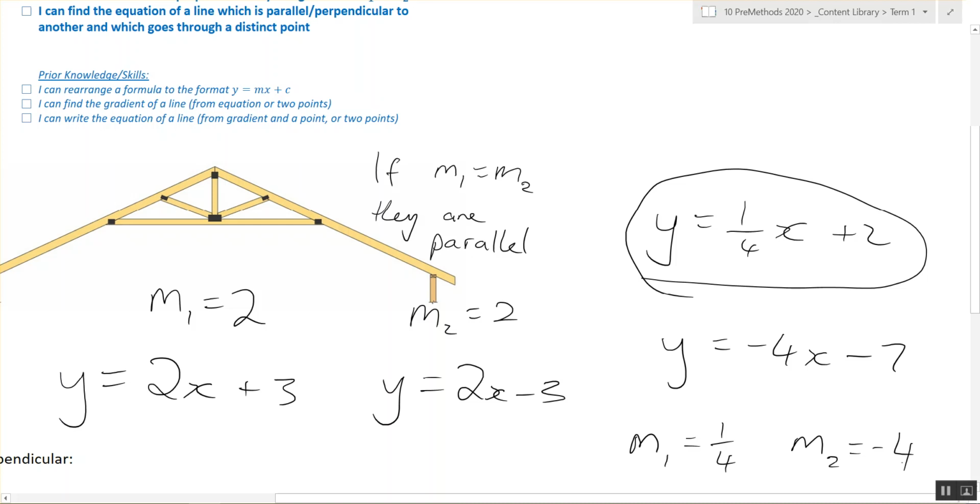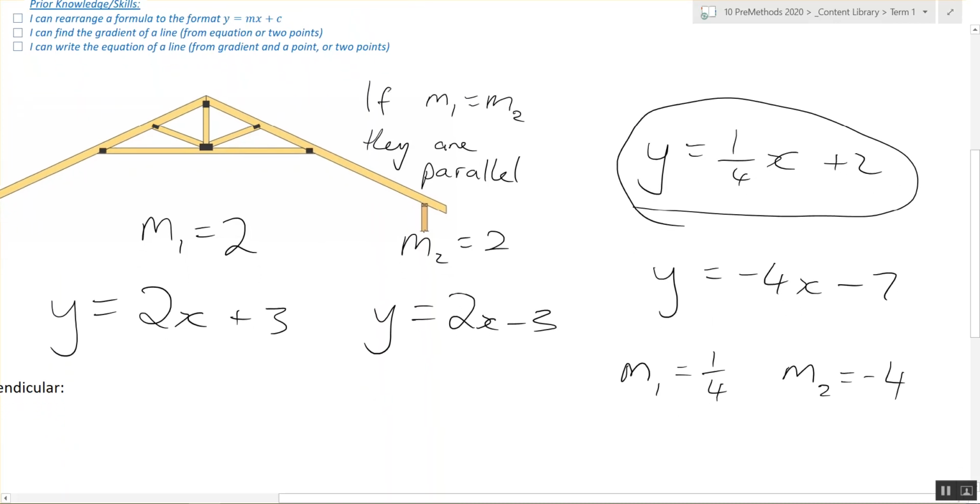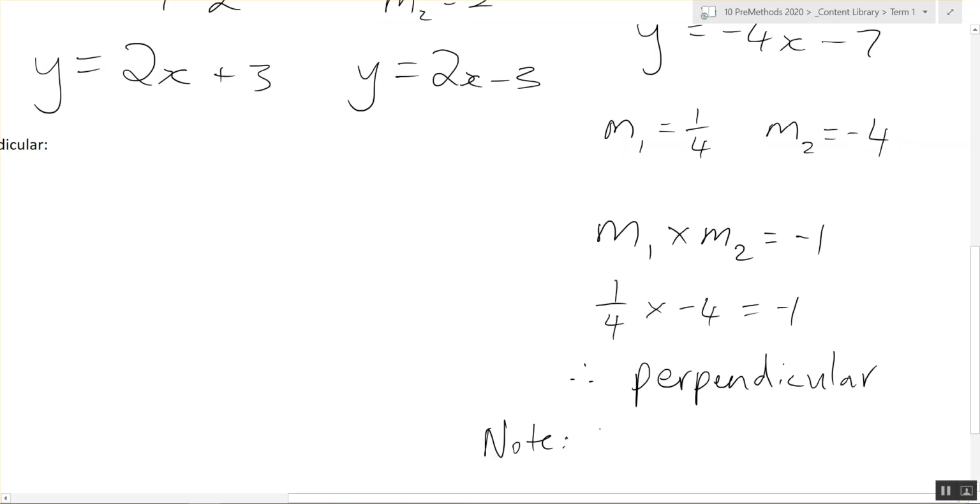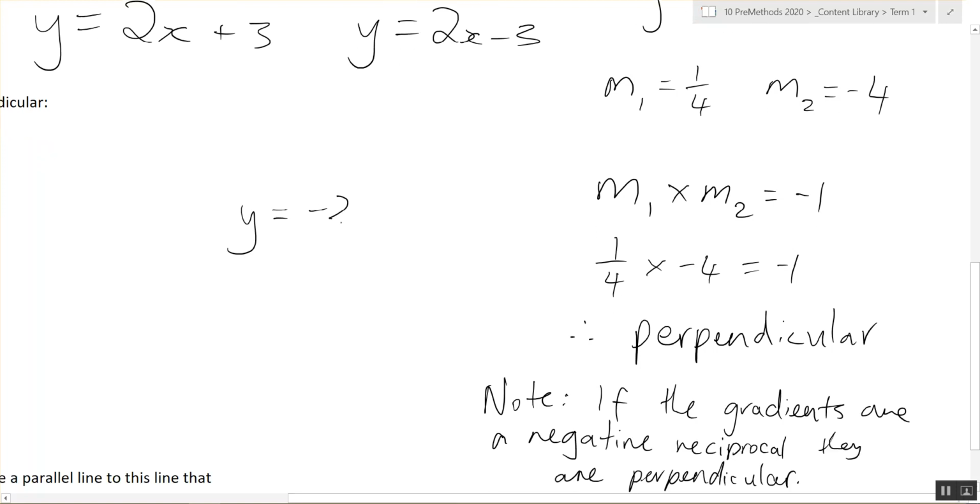So to figure out if they're perpendicular, are you ready? We multiply them together. When we multiply them together, if they equal -1, they are perpendicular. If the gradients are a negative reciprocal, y equals -2x, y equals 1/2 x.